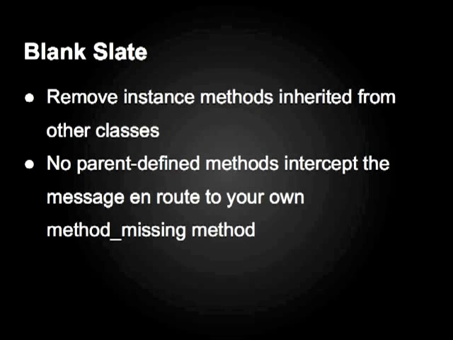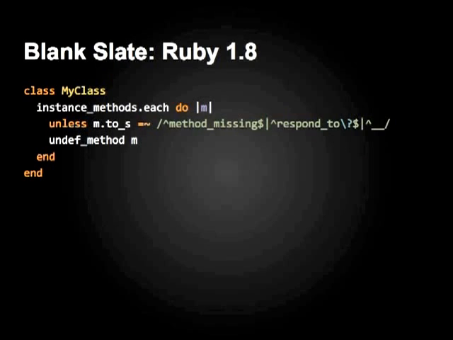If you're using Ruby 1.8, it's a little bit more tedious to implement this. So what you're basically going to do is, once you open up your class or declare your class, you're instantly going to call instance_methods. And what this does is it returns an array of instance methods that the class has. And it's not just instance methods that the class itself has declared. By default, it's also methods that have been inherited from other classes. So we're going to iterate through each one, and if the stringified method name doesn't match method_missing or respond_to or something that begins with two underscores, we just undef it. So we're undefining all of these methods that have been inherited from other classes.